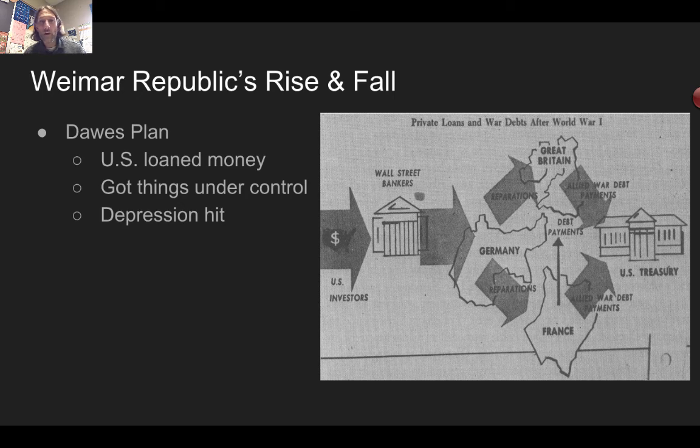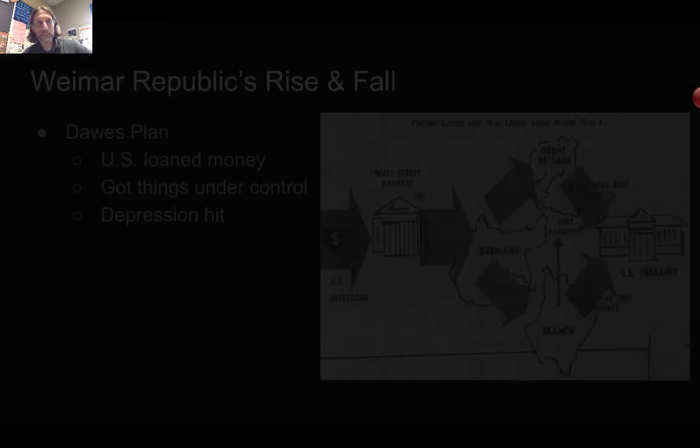The United States didn't want to see Europe fall immediately into World War II after World War I. So we have to figure out a way to deal with this reparation payment crisis. What we do is we send bankers from the United States over to Europe. The U.S. loans Germany all the money they need to make these reparation payments. Germany turns around and pays that money to Great Britain and France, who then pay back the United States all the money that they owe. This is a temporary fix. It got things under control, and then the Great Depression hits, and everything blows up in everybody's face.